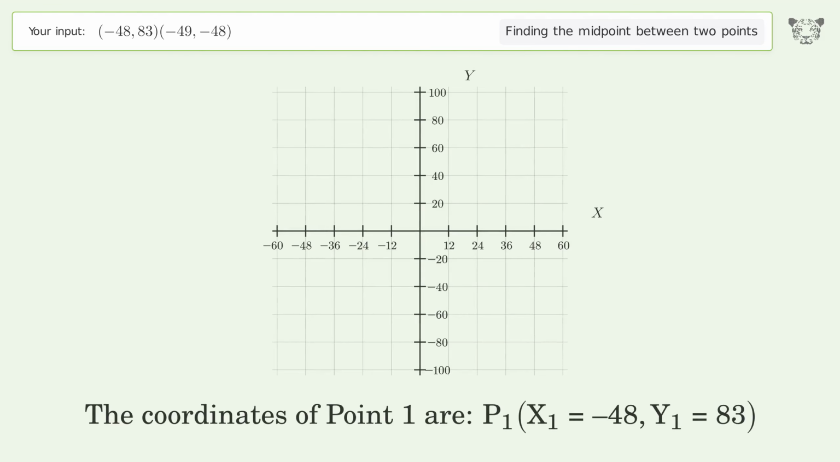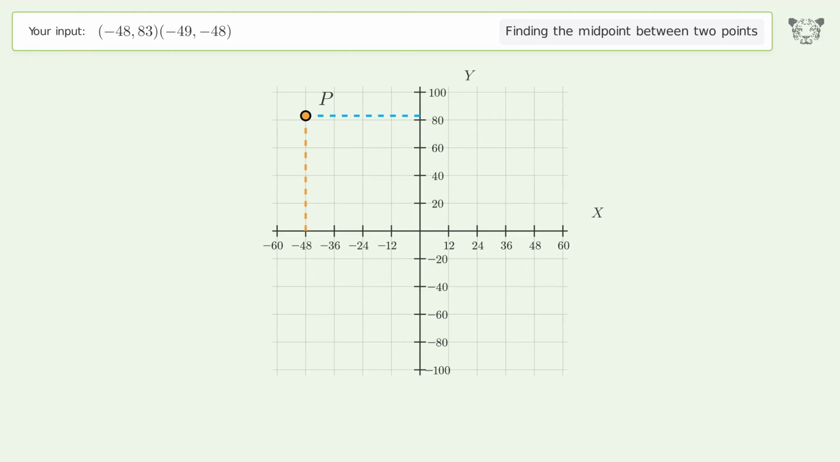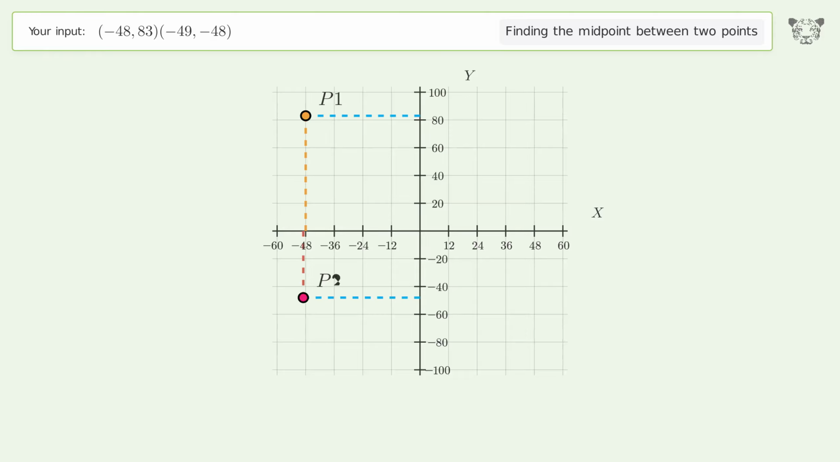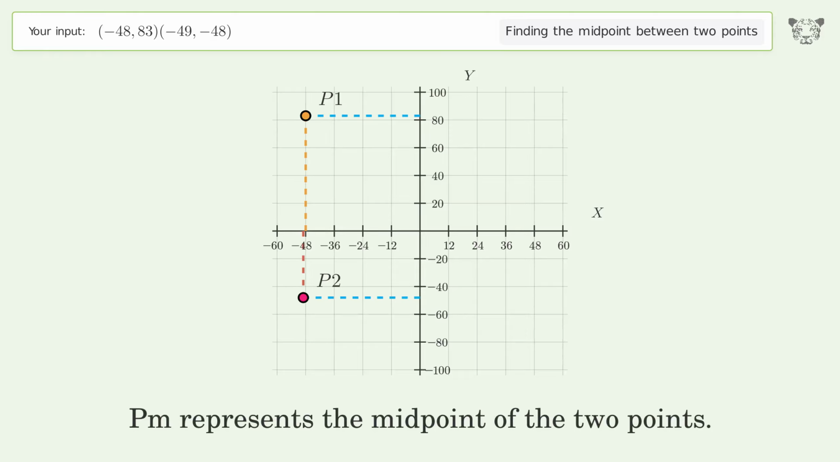The coordinates of point 1 are, x1 equals negative 48, y1 equals 83. The coordinates of point 2 are, x2 equals negative 49, y2 equals negative 48. PM represents the midpoint of the 2 points.